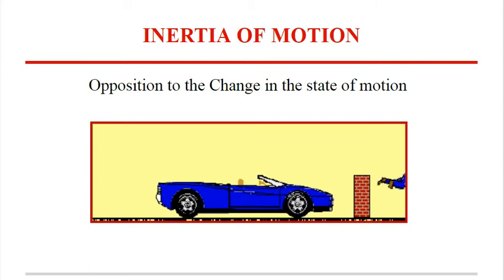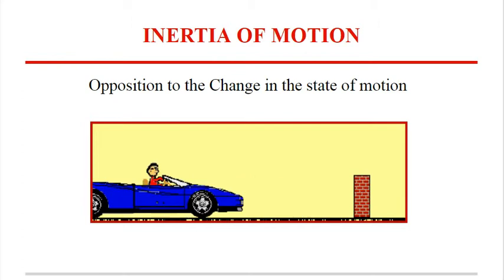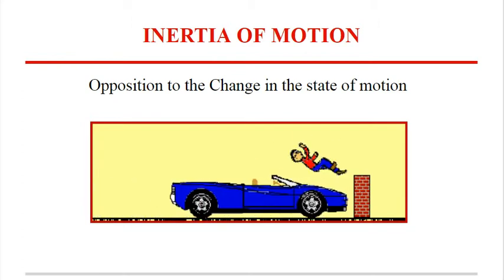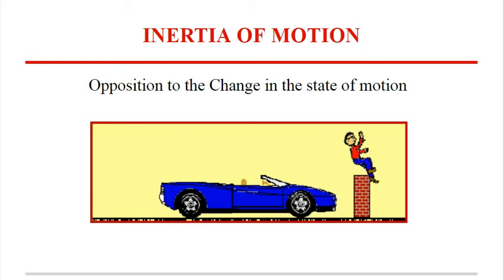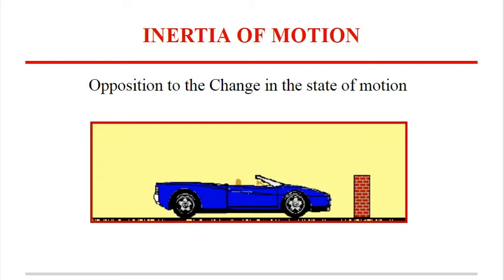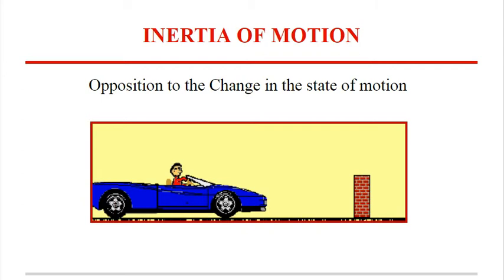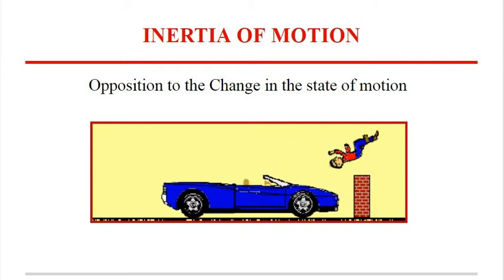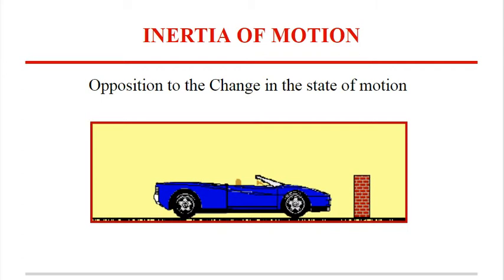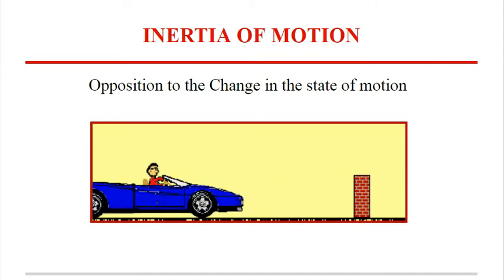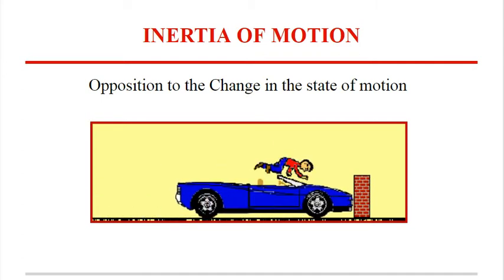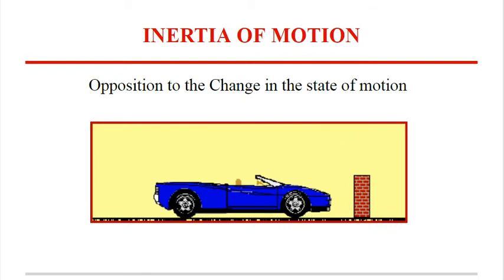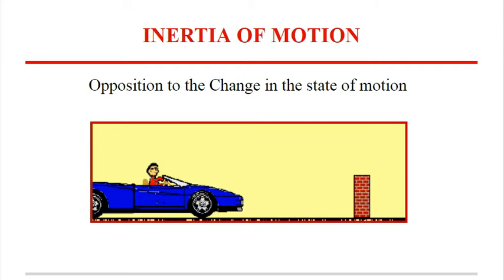The second type of inertia is inertia of motion, which is the opposition to the change in the state of motion. For example, here we have a driver in a moving car. As the car has suddenly stopped, the body does not accept the change in the state of motion, and the body would like to be in motion. Hence the driver has to jump out of it automatically to keep himself in motion, and this is the tendency of the body. The driver is not doing it purposely.